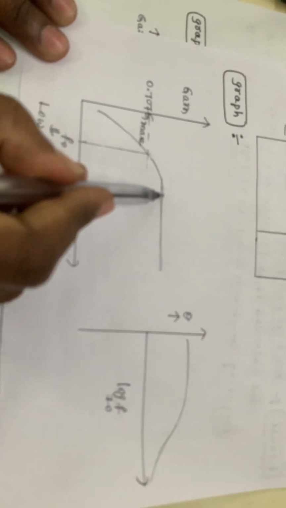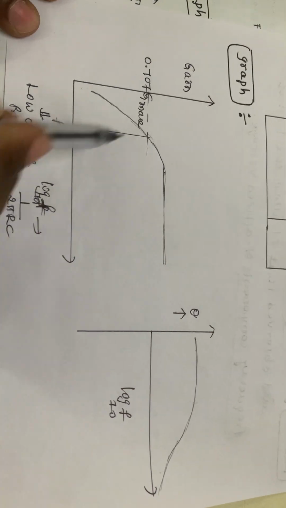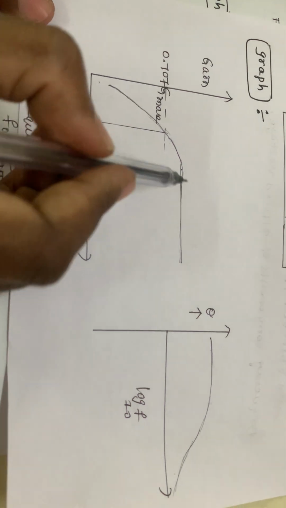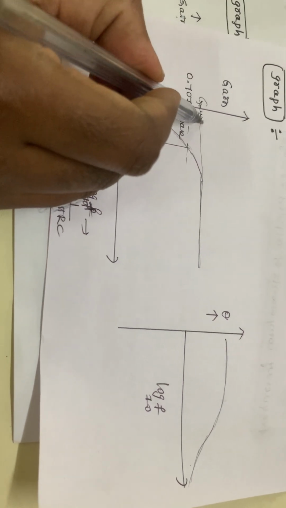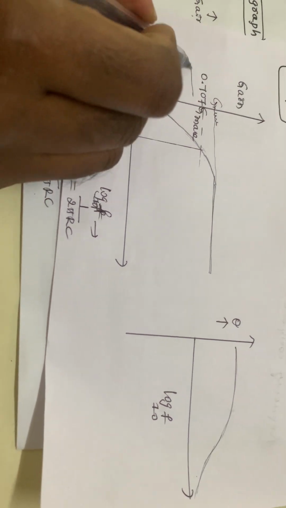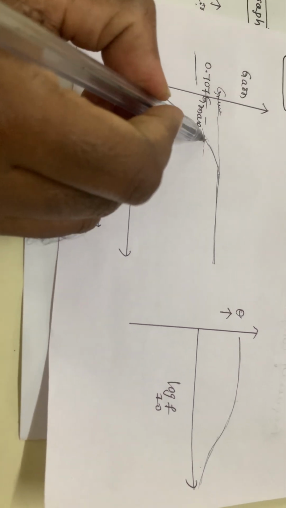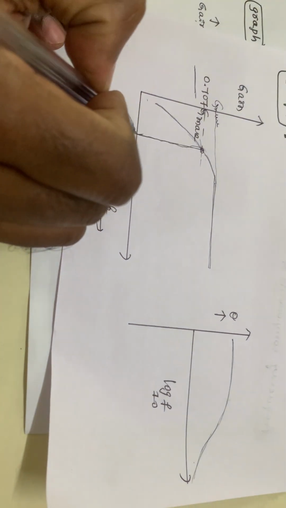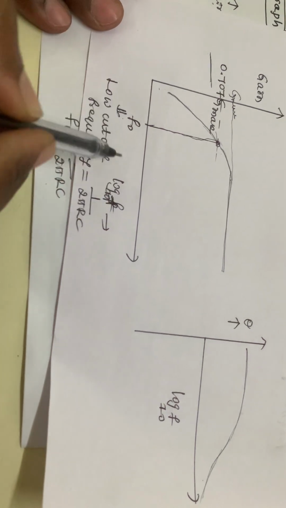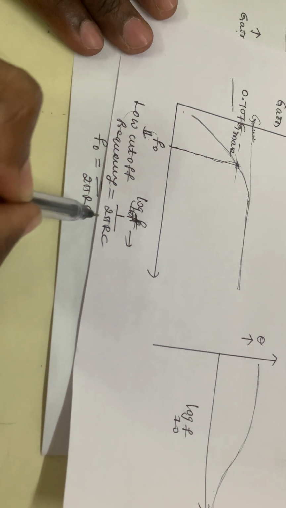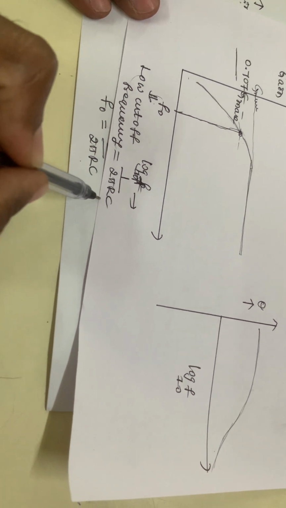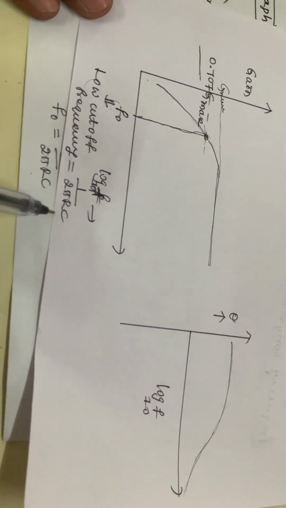After finding the gain, you take the graph. The graph will come like this: gain versus log 10 frequency. This is the maximum gain. You multiply it with 0.707, there is an intersect point, and you extrapolate like this. There is a low cutoff frequency that will come. That low cutoff frequency is also 1 by 2 pi RC only.